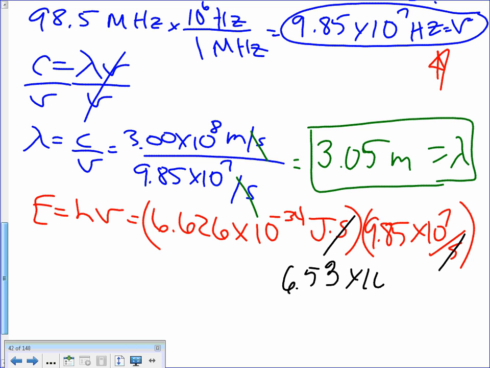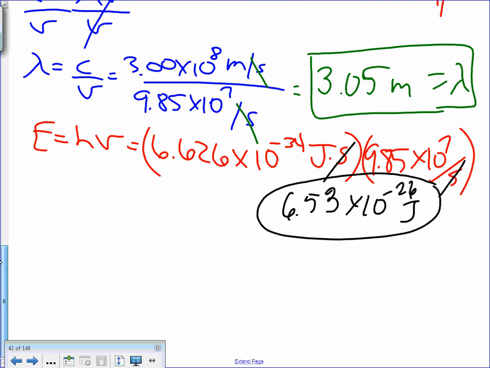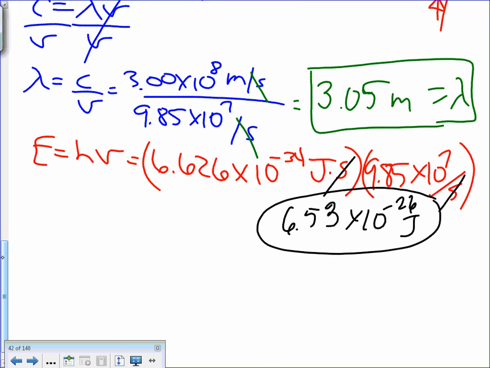6.53 times 10 to the negative 26 joules. All right, guys, I don't want to kick a dead horse anymore. If you know how to do this, or you feel like you can successfully implant both these things into 2 different equations, put your thumbs up.